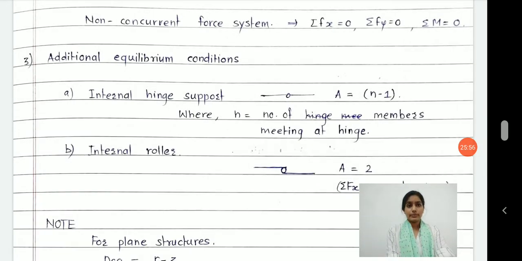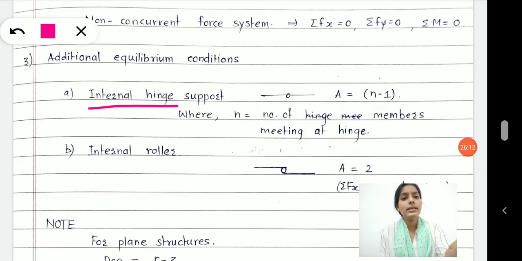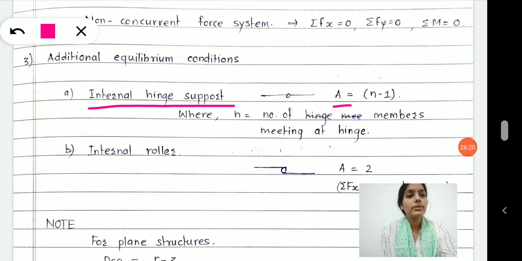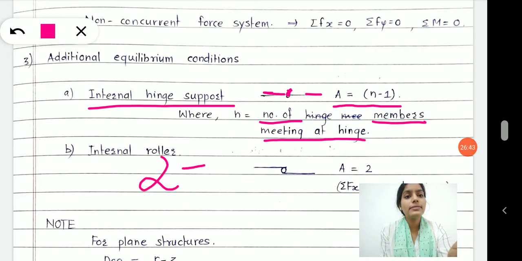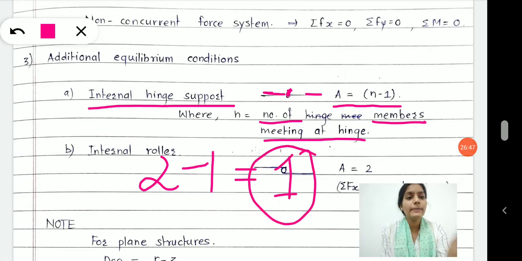Next is the additional equilibrium equation. When do I use the additional equilibrium equations, and how will I know how many additional equations are provided for an internal hinge? See here, if you have an internal hinge support, then you take the additional equilibrium equations equal to n minus 1, where n is the number of members meeting at the hinge. Take a simple example. This is your hinge provided here. How many members are meeting there? 2 members. Minus 1. Subtract. How many equations will you take additionally? 1. How many equations have you taken additionally here? 1.